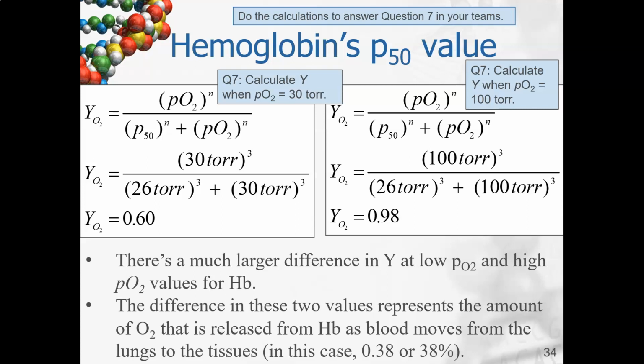So hemoglobin is in the blood, and say at the lungs, where the partial pressure is about 100 torr, then 98% of the hemoglobin has oxygen bound. When it circulates to the tissues where the partial pressure is much lower, at 30 torr, now only 60% of the hemoglobin has oxygen bound. That means it's delivered almost 40% of its bound oxygen to the tissues. And that's what we want. We want hemoglobin to be delivering oxygen to the tissues.